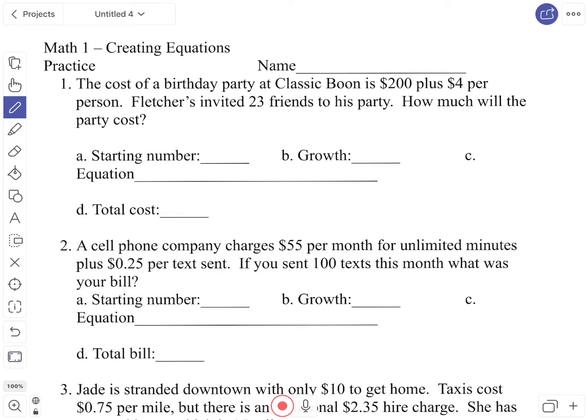Before I get started, remember there's the starting number, the growth number, the equation, which is down here, and the total cost when we ask the question. So we're looking at all four of these. If you're only struggling with one of them, focus on that one and watch this to get help with that, okay?